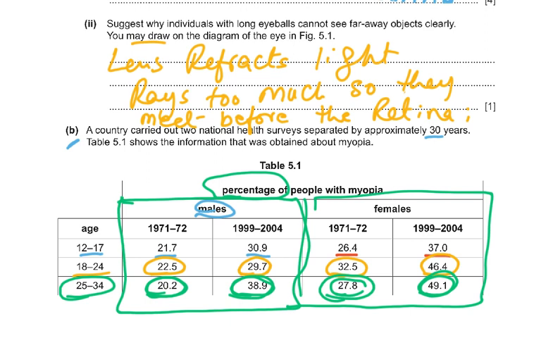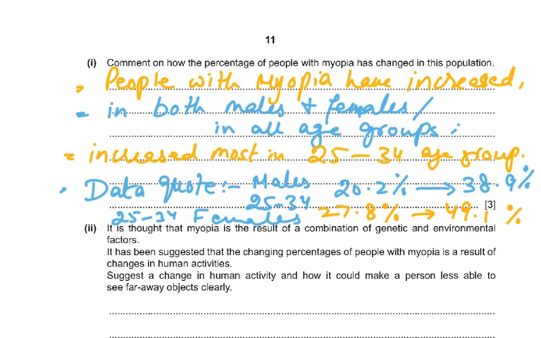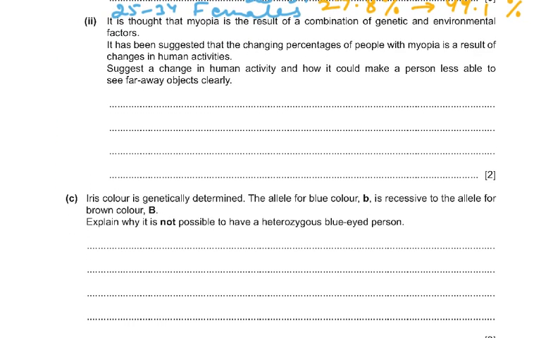So you do a comparative data, and that of course gets you 1 mark. So people with myopia have increased in both male and female, and all the age groups increased most in 25 to 34 age group. So you do a comparison. You look at it generally and then you look at the differences. Has it increased more in some, or has it increased in all, but then in one category they've increased very little? Then the data code you gave me, data code means you give me actual figures and units from the table that was given to you. That's a very important part of the syllabus.